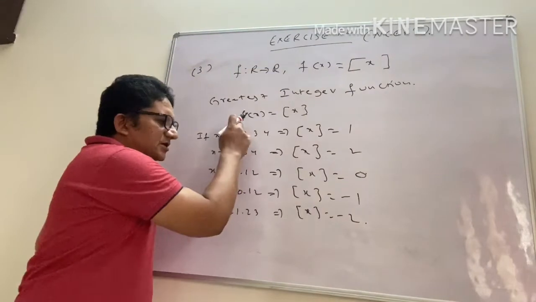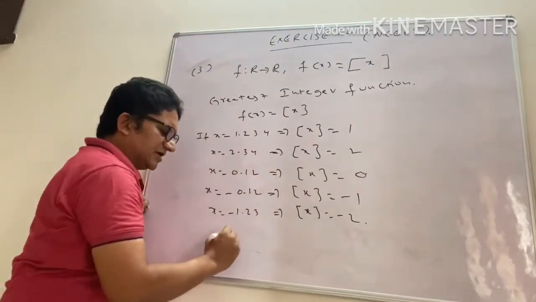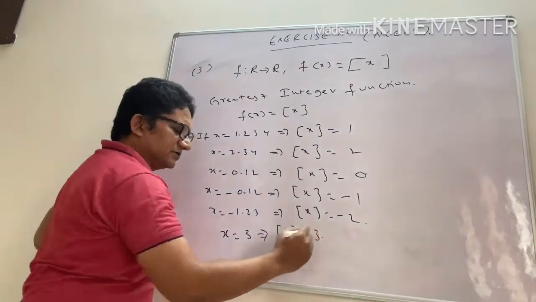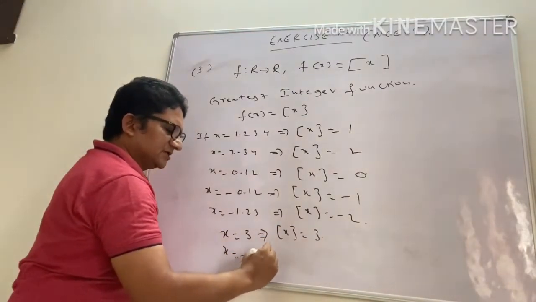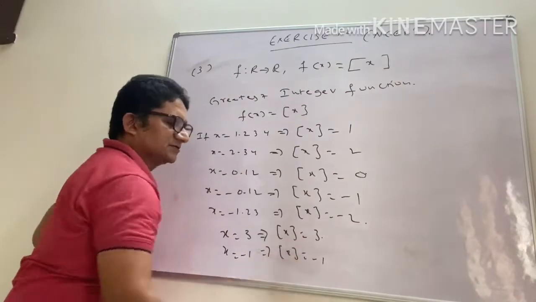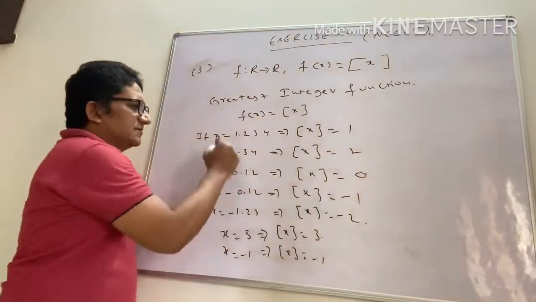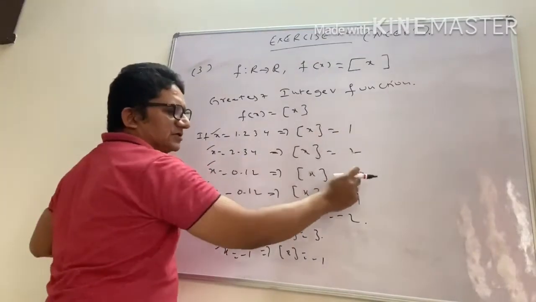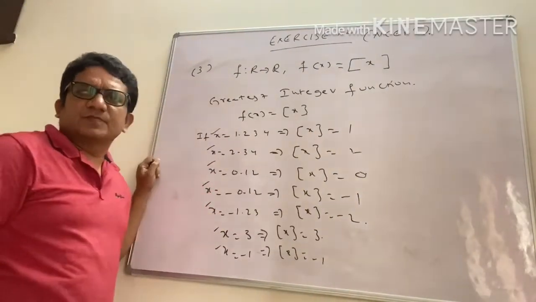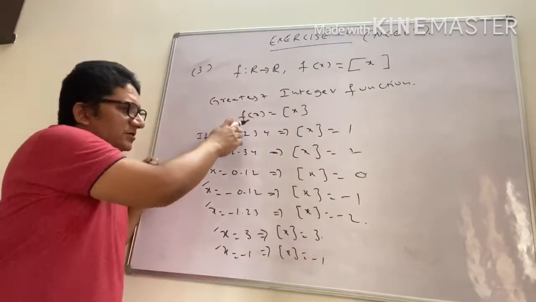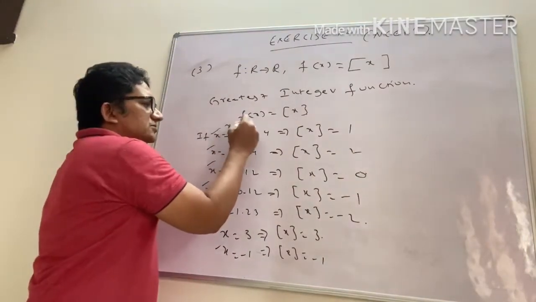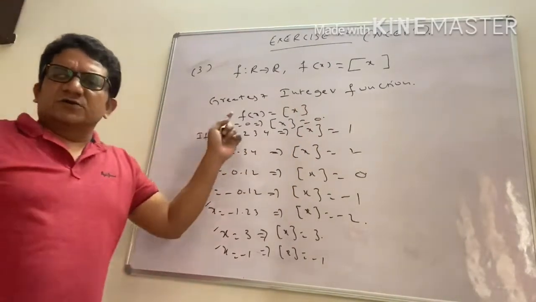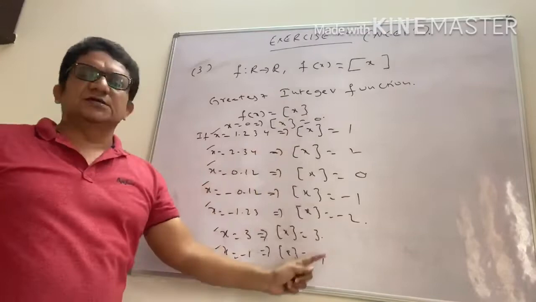So whatever input you give, even if you give an integer straight away, for suppose x equals 3, then [x] gives 3 only. If you give x equals minus 1, then [x] gives minus 1. So whatever input you give, the output is always an integer. If I give x equals 0, then [x] equals 0.